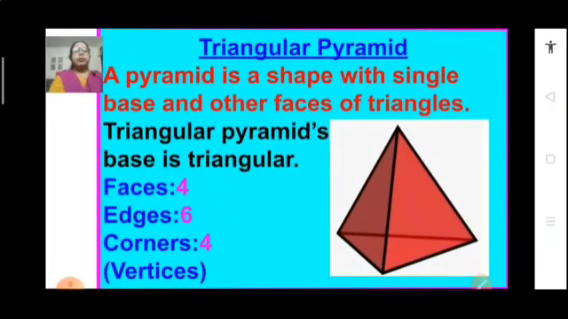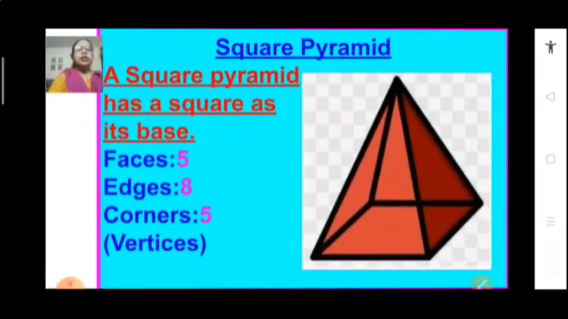Now what is a triangular pyramid? So what is a pyramid? A pyramid is a shape with a single base and other faces which are triangles. And in a triangular pyramid, the base is also a triangle. So how many faces does it have? It has 4 faces, 6 edges and 4 corners or vertices. Now what is a square pyramid? A square pyramid has a square as its base. And how many faces does it have? It has 5 faces, 8 edges and 5 corners or vertices.